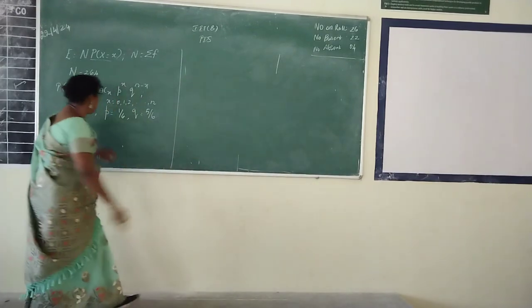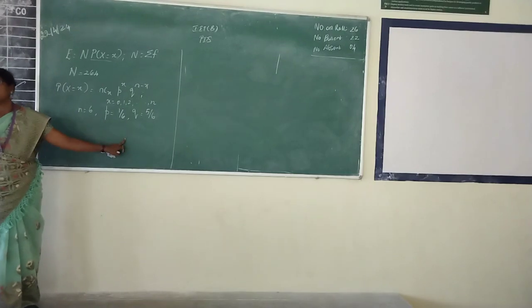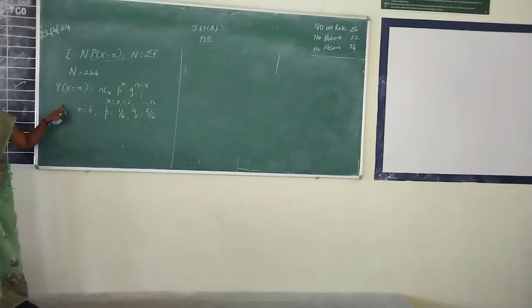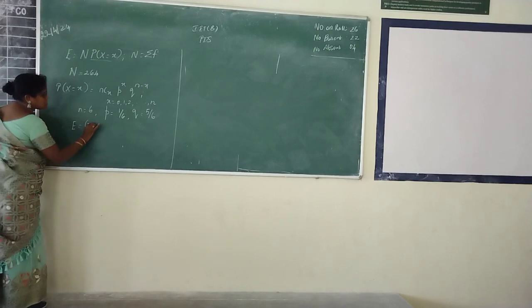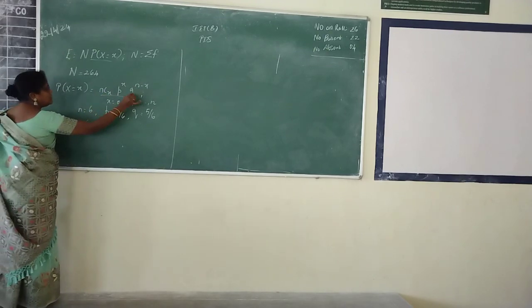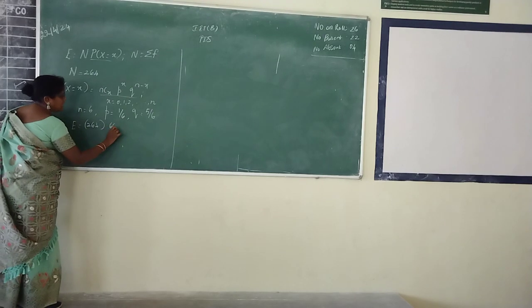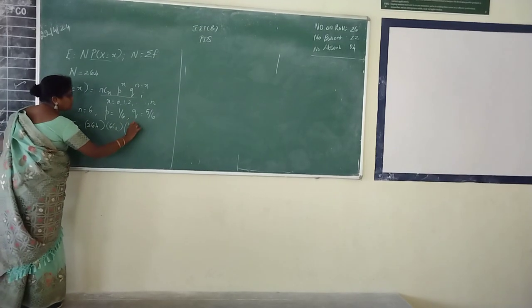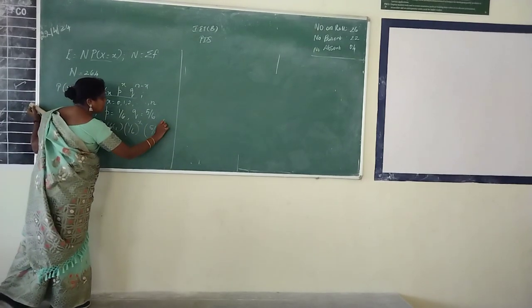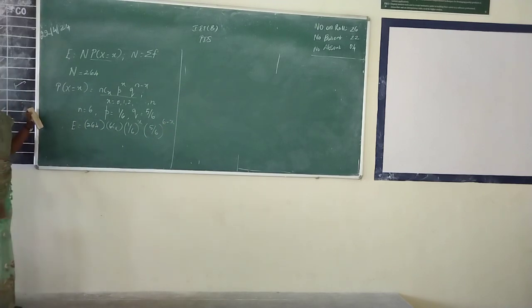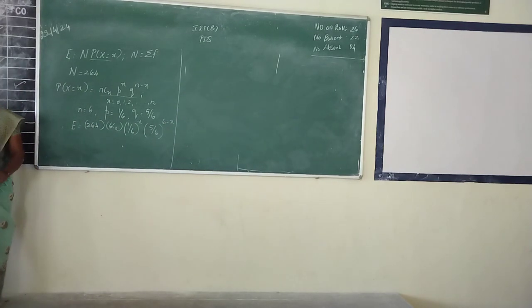So now we continue the problem. Now we got n, p, q. Substitute everything and simplify your probability formula, so it will be easy to calculate our E value. Therefore, n value is 6. Substitute your formula nCx: 6Cx, p power x, 1 by 6 the whole power x, q power n minus x, 5 by 6 the whole power 6 minus x. Simplify this formula as far as possible before finding your E value.